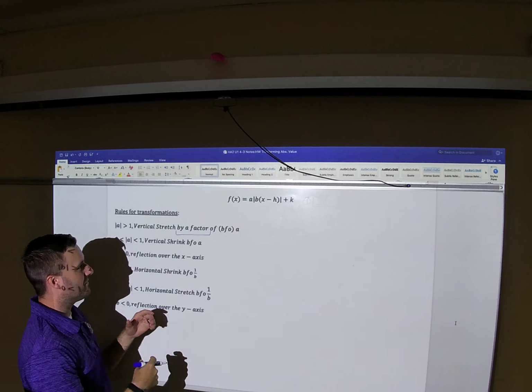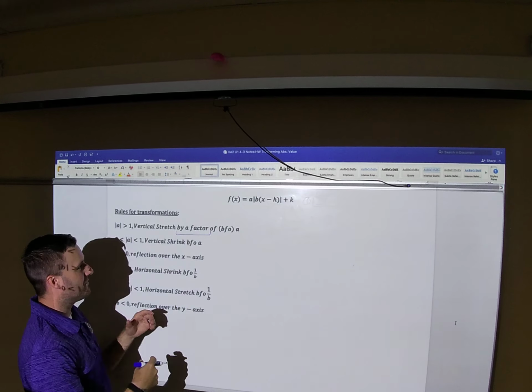Now, meaning that if A was equal to 4, and I had a big lump of Play-Doh, and I vertically stretched this Play-Doh, grabbing the lump and stretching it up and down, what's going to happen to the Play-Doh? Well, it's going to get skinnier. In the same way, if I had my V-shaped graph and I started pulling from the top and bottom, it's going to get skinnier. It's going to be a smaller V. So that's what a vertical stretch does.